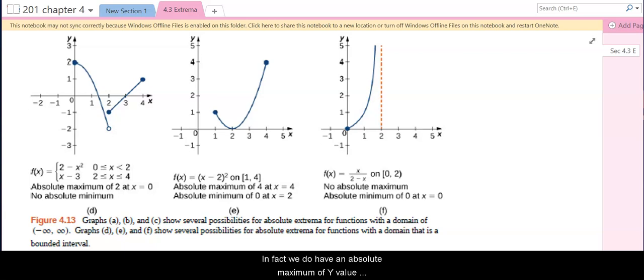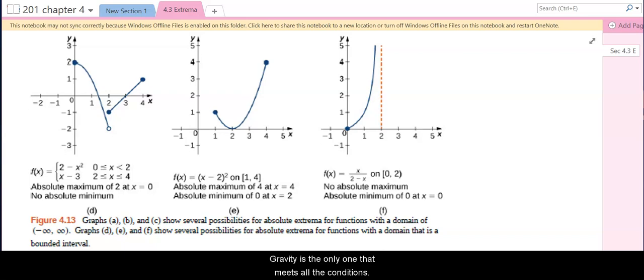In fact, we do have an absolute maximum of y value equal to 2 occurring at x equals 0, but we are not guaranteed. There is no absolute minimum because while it is true that it looks like it is approaching the y value of negative 2 as x approaches 2 from the left, it never gets there. There is no lowest y value. You can't say it's negative 2 because at negative 2 there is a hole. This means that there is no minimum over that closed bounded interval. And again, this is due to the lack of continuity.